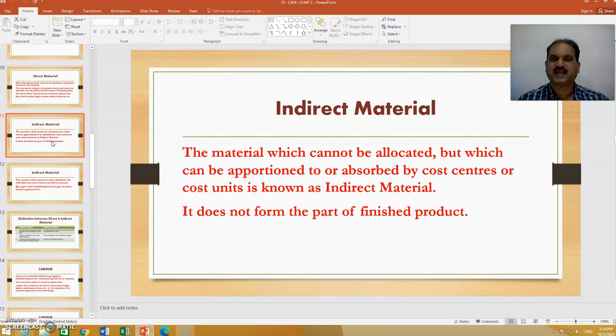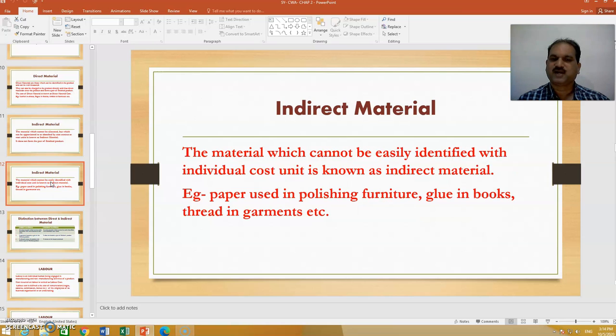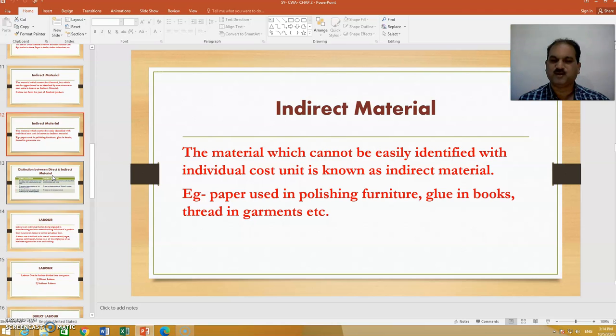Now let's see what does indirect material mean. The material which cannot be allocated but which can be apportioned to or absorbed by cost centers or cost units is known as indirect material. It does not form the part of finished product. The material which cannot be easily identified with individual cost unit is known as indirect material. Example, paper used in polishing furniture, glue in books, thread in garments, etc.